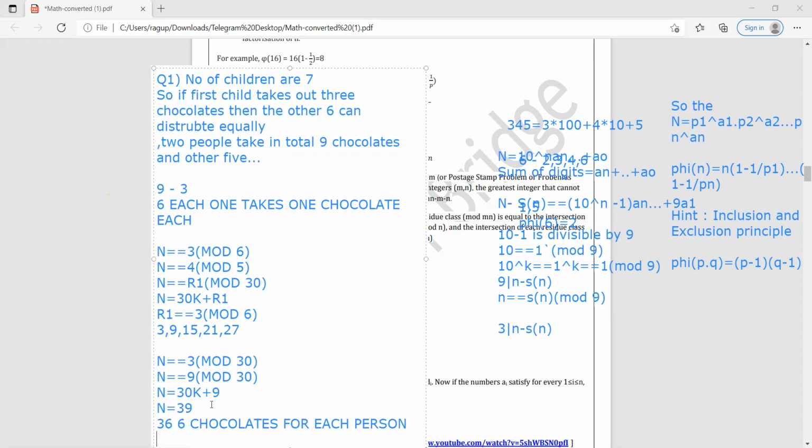Now let's check for the second condition. 2 people take in total 9 chocolates. So 39 minus 9 we get 30, and 5 people, so each person would get again 6 chocolates. Let's move on. I hope you understood the idea behind the Chinese remainder theorem and its applications.